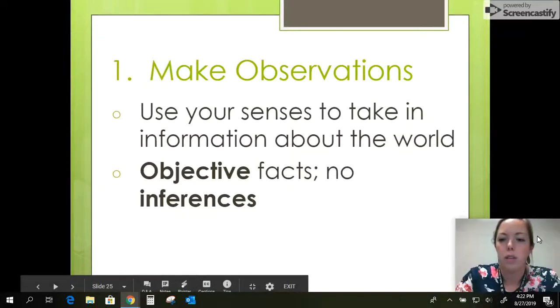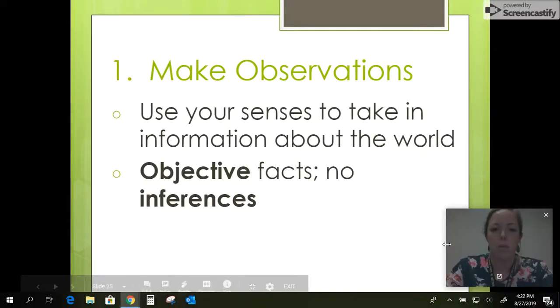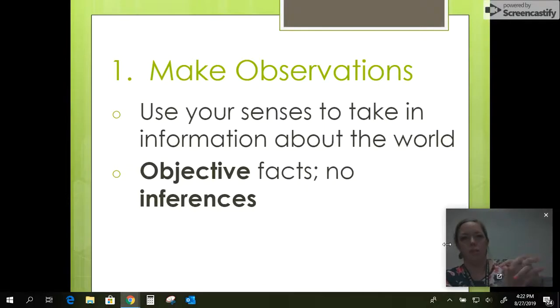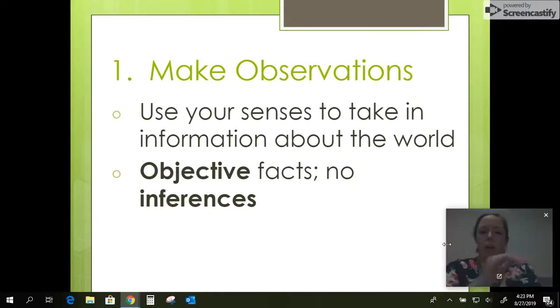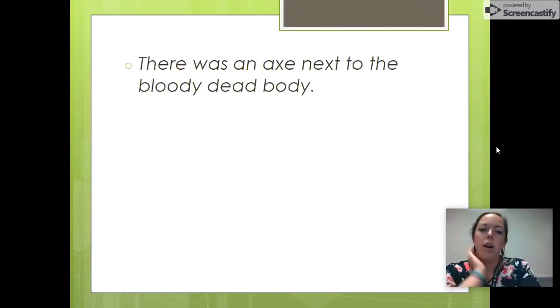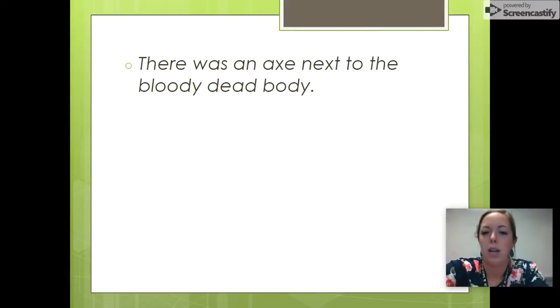Okay. So first, making observations. Right. You need to use your senses, all right, to take in information about the world. You're looking for objective facts, not inferences. Here are a few examples. Okay. So an example of something that you observe might be this, right? There was an axe next to the bloody dead body.